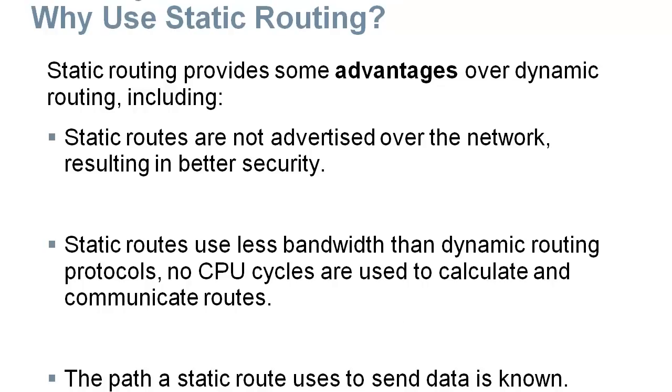Alright, static routes use less bandwidth than dynamic routing protocols. The CPU doesn't have to calculate new routes and communicate new routes, so less bandwidth is used. And then a static route uses a known path, so you know the path your data is going. With a dynamic routing protocol, you don't know what it's going to pick as the best path, unless you configure that manually.